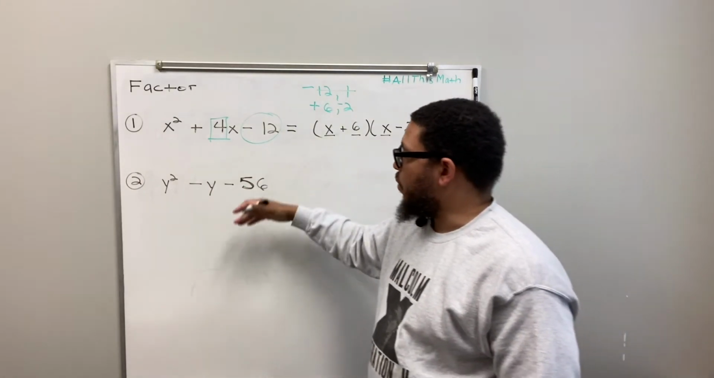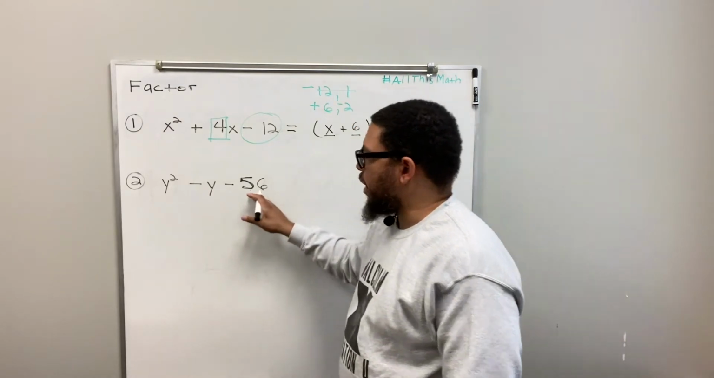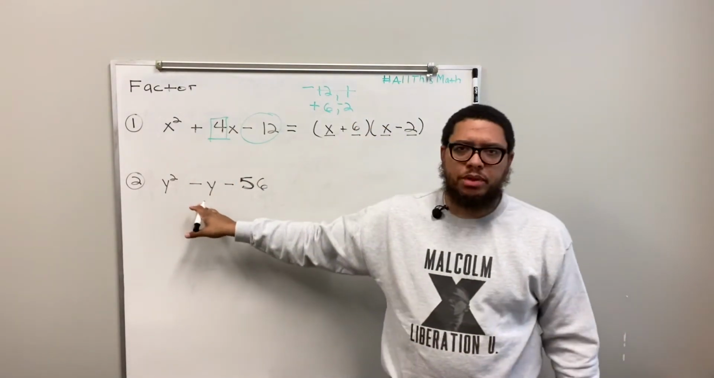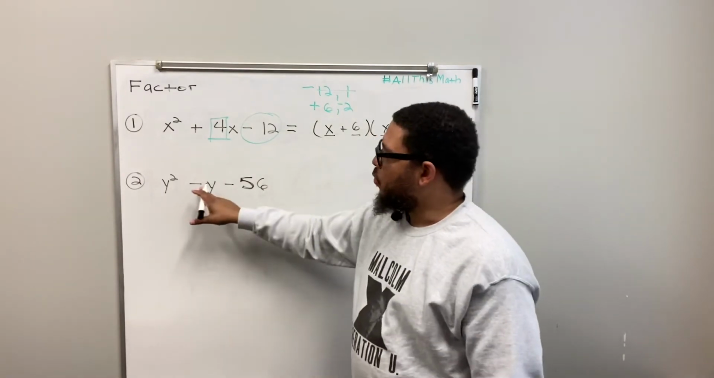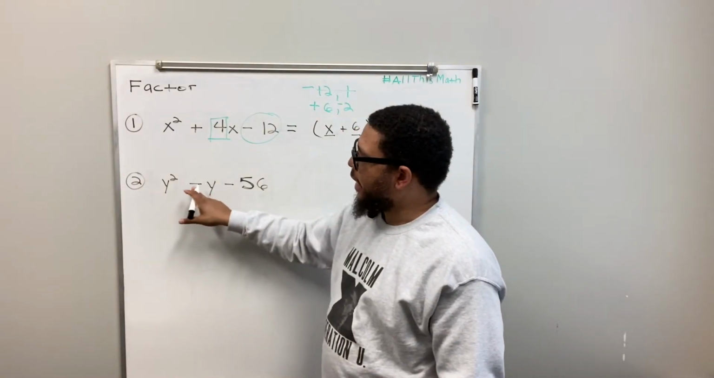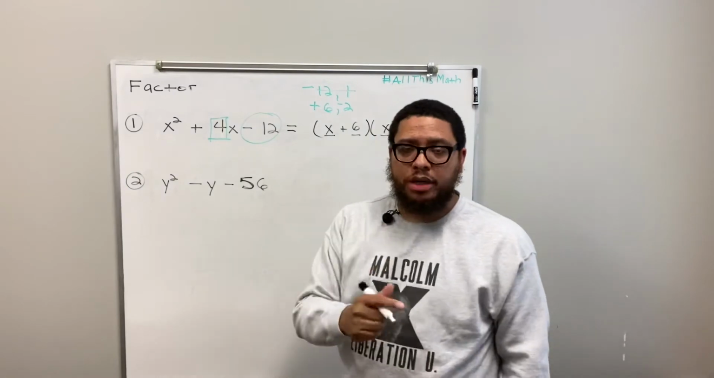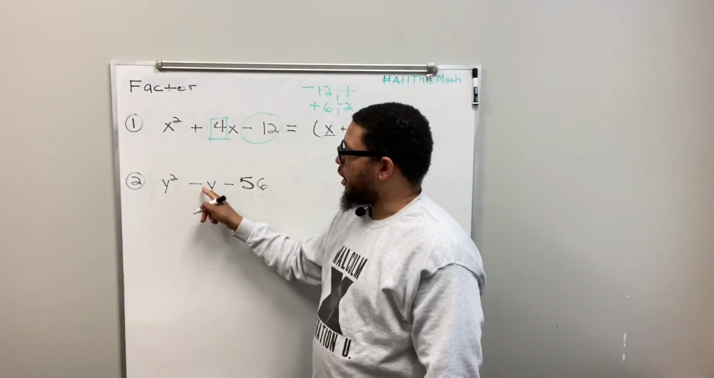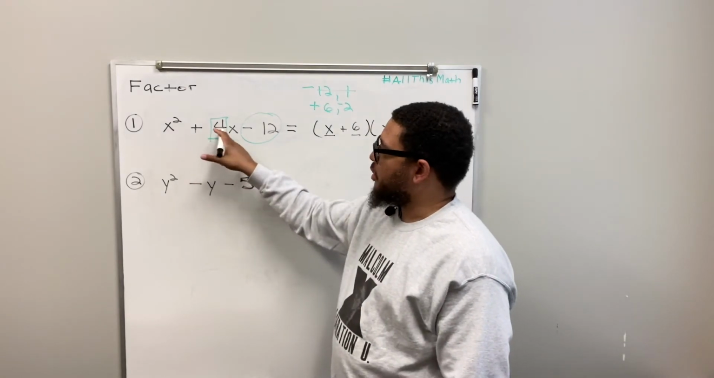Now, we're going to list out factors of negative 56 that add up to, and I know somebody's going to look at this and say, wait, but there ain't no number in the middle. It is a number. What's the coefficient of this y? This negative sign represents a negative 1. Put that in your notes and memorize that. This negative sign represents a negative 1, just like this 4 represents a positive 4.